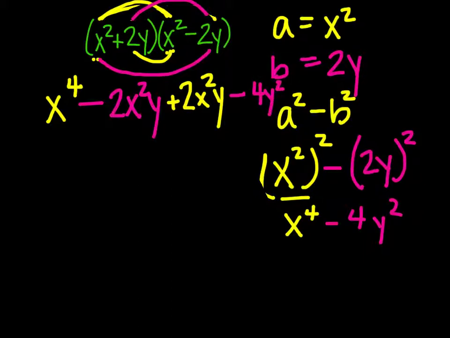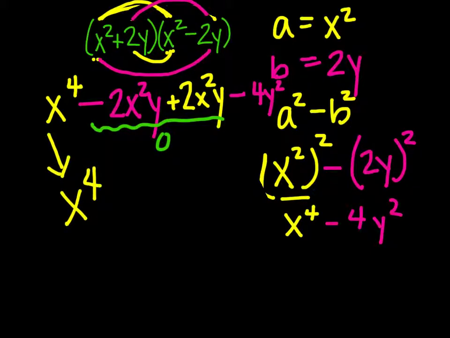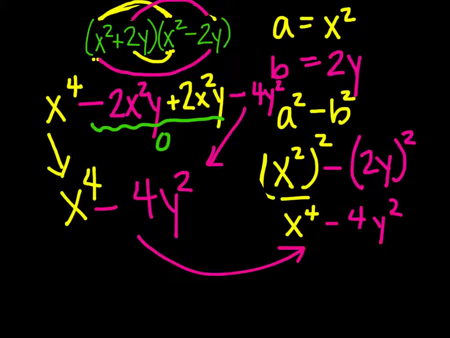So then from there, let's combine like terms. Negative 2x squared y plus 2x squared y becomes 0. So then all we have left is x to the fourth minus 4y squared. So there we go. Same answer, same equation, and we got it.